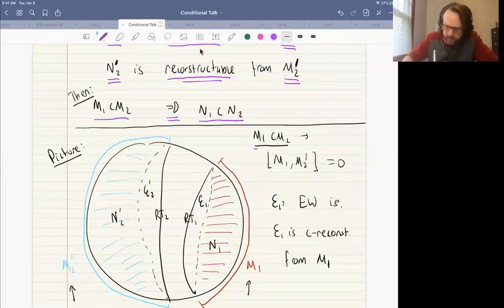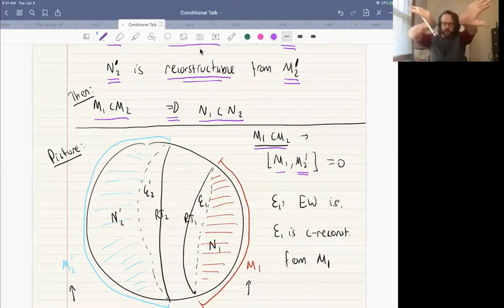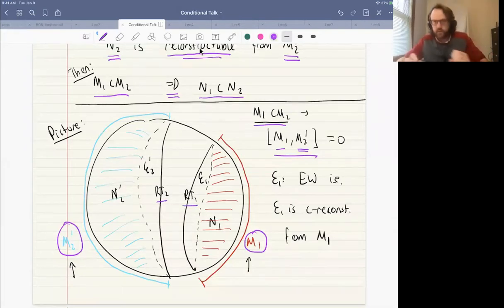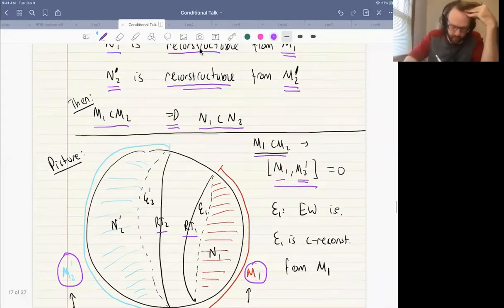The main assumption is that M1 is contained in M2. What does that mean? If I take the commutant of M2, it means that M1 commutes with M2 prime. So let me draw M1 here and M2 prime over here, and they're space-like separated because they commute by assumption. Then in the bulk, there's some RT surface 2 and some RT surface 1, and those bound the entanglement wedges. Reconstructible algebras are just any subalgebras of that. So N2 prime, for example, is inside here, and N1 is inside here.